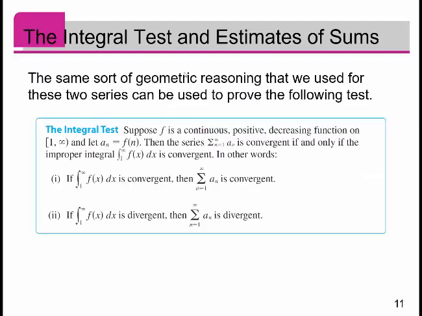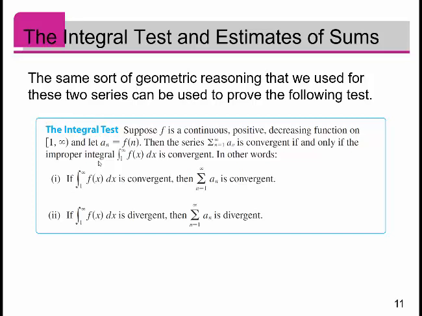All right, so what we're seeing here is the same sort of geometric reasoning that we used for these two series, and it can be used to prove the following test. All right, so we have the integral test. Suppose f is a continuous, positive, decreasing function from 1 to infinity, and let a sub n equal f of n. Then the series, the summation from n equals 1 to infinity of a sub n, is convergent if and only if the improper integral from 1 to infinity of f of x dx is convergent.